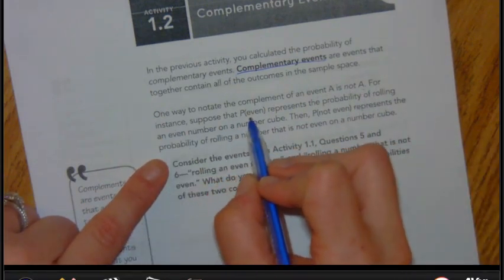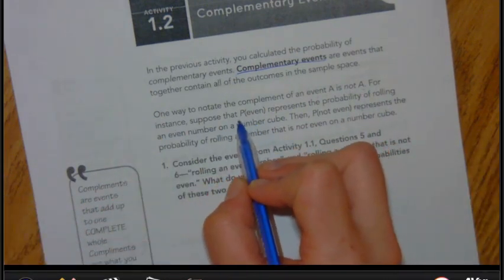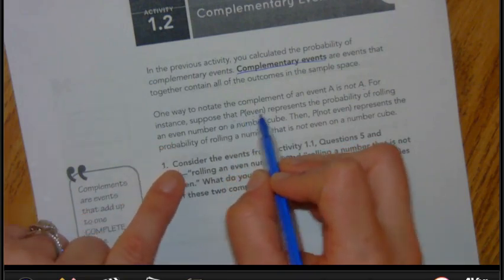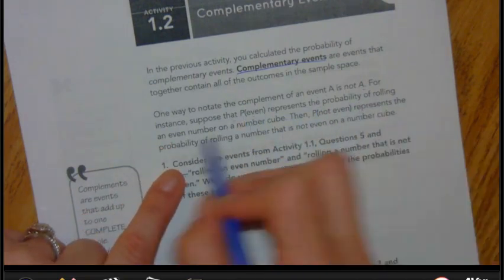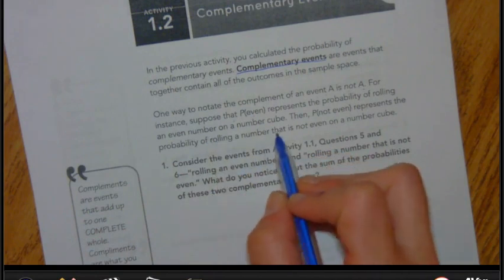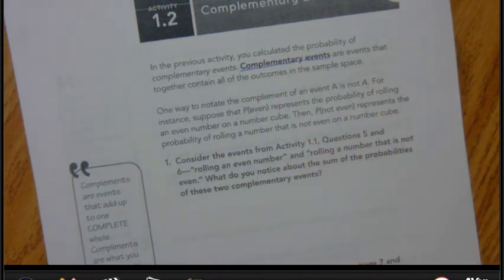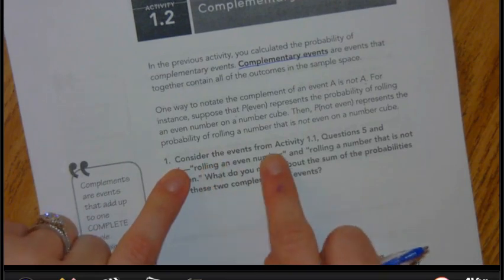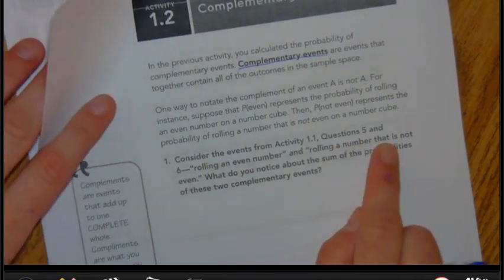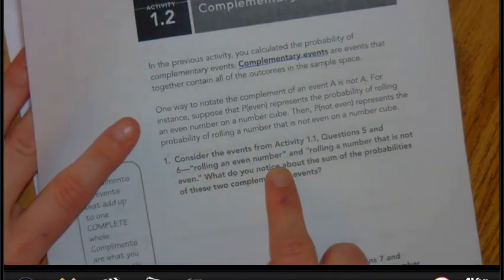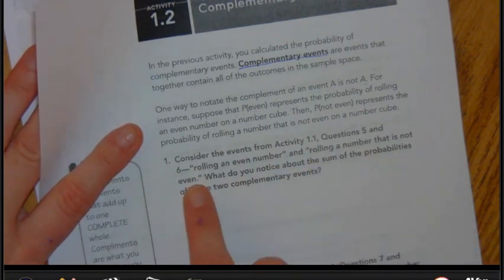For instance, suppose that the probability of even represents the probability of rolling an even number on a number cube. Then the probability of not even represents the probability of rolling a number that is not even on a number cube. All right. So consider the rolling events from activity 1.1, questions 5 and 6, rolling an even number and rolling a number that is not even. What do you notice about the sum of the probabilities?